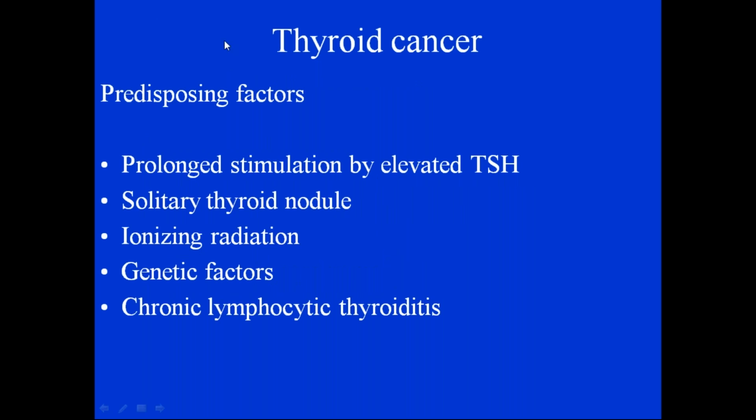What are the predisposing factors for thyroid cancer? Prolonged stimulation by elevated TSH. So any hypothyroid condition can cause thyroid cancer if the patient is not treated well, due to excessive stimulation of TSH. That's why when patients come with multinodular goiter, we generally take out the thyroid and give them thyroid supplements. A solitary thyroid nodule can also turn into thyroid cancer. Ionizing radiation, genetic factors, chronic lymphocytic thyroiditis, all these are predisposing factors for thyroid cancer.